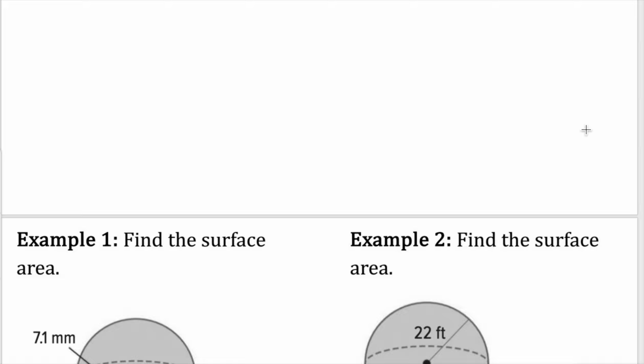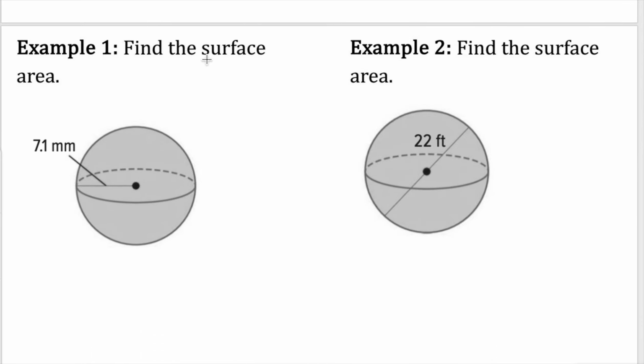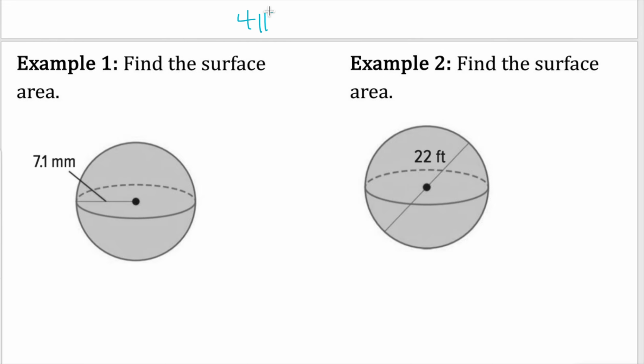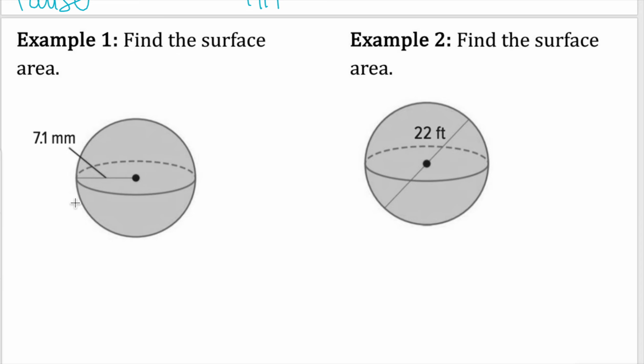So let's go ahead and get started with examples 1 and 2. Take that formula 4 pi r squared. I'm going to have you pause the video and try this on your own, and when you're ready to check it, go ahead and click play. So for number 1, I plugged in 4 times pi times 7.1 squared. You could even multiply just your numbers first and then multiply pi, but either way, 4 times pi times 7.1 times 7.1 should give you 633.47.